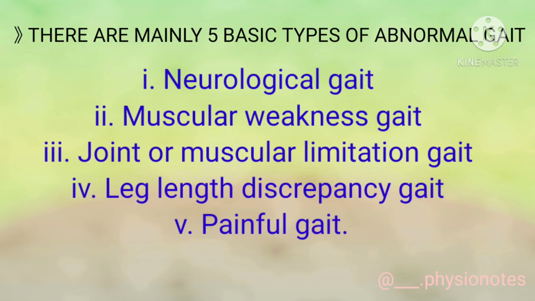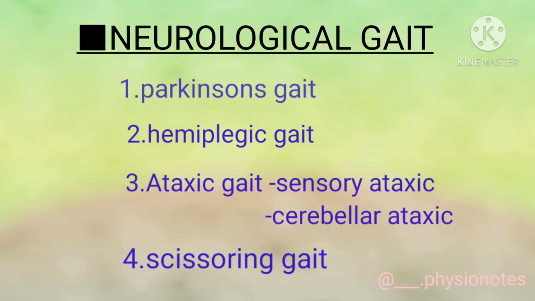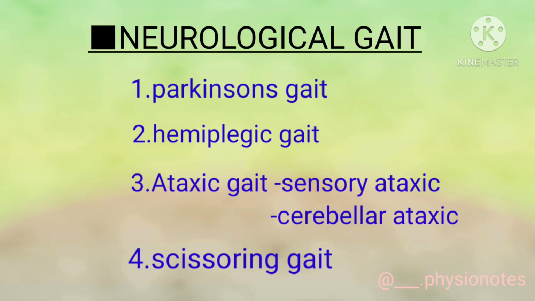There are mainly five basic types of abnormal gait: neurological gait, muscular weakness gait, joint or muscular limitation gait, leg length discrepancy gait, and painful gait. In neurological gait, first Parkinson's gait, second hemiplegic gait, third ataxic gait, and fourth scissoring gait.